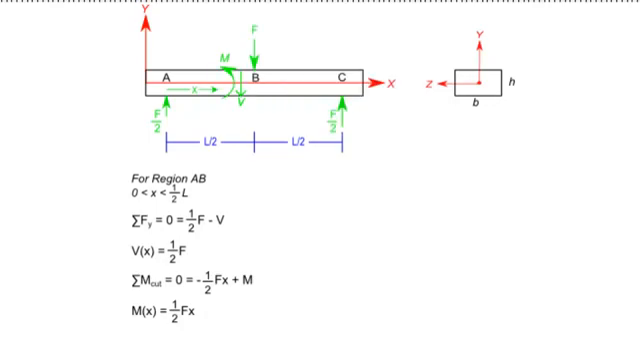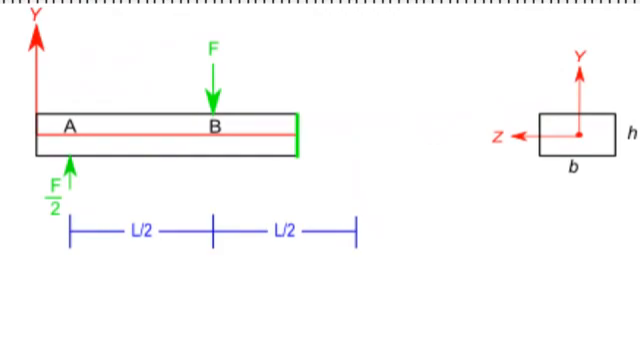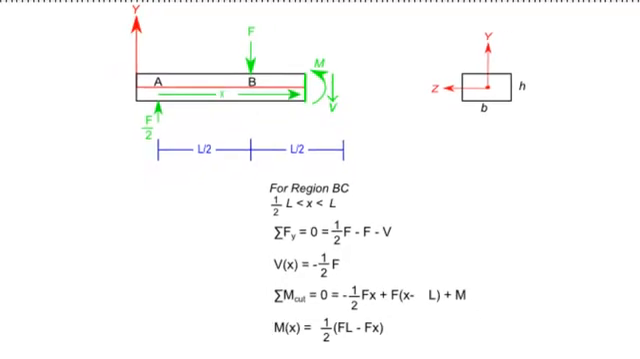Next, we can carry out the same analysis, but this time we'll take a look at region BC. In this case, I place a cut between points B and C that is also located a distance x from point A. And once again, we know that on the face of this cut, we require a potential shear force and moment in order to keep the beam in static equilibrium. In this region, we see that there is once again a constant shear force, but this time it is negative F/2. And we now have a moment that linearly decreases to 0 when x is equal to L.